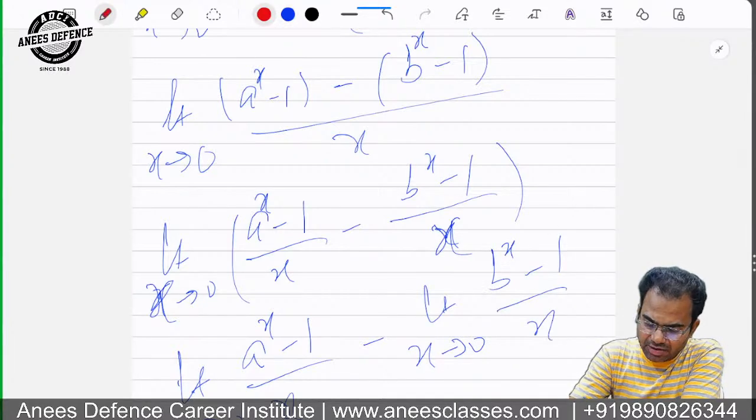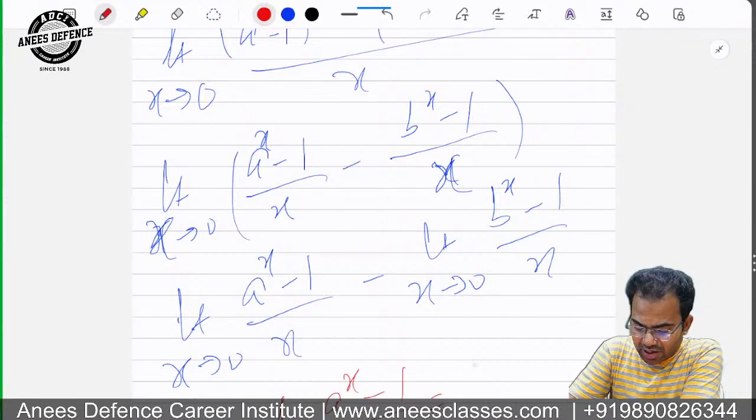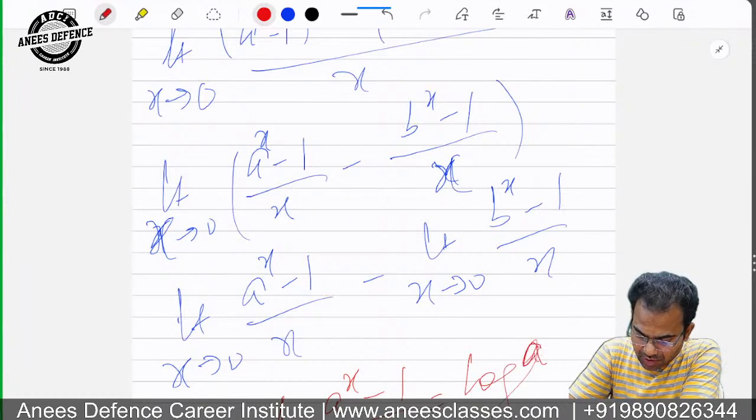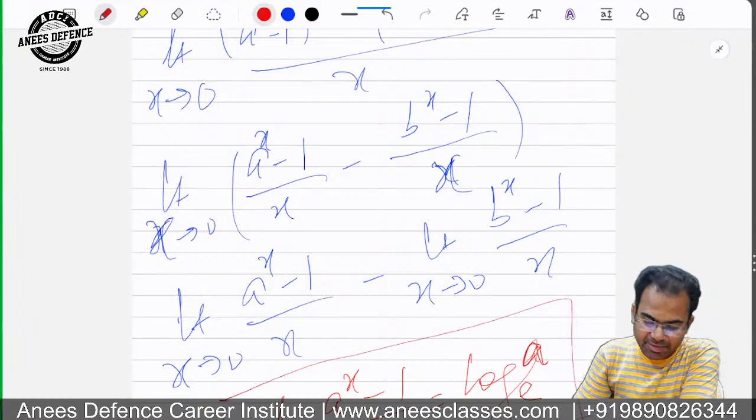Now I will write one formula for you. Limit x tends to 0, (a to the x minus 1) upon x. The limit of this will be log a to base e. We should write this formula and remember this.